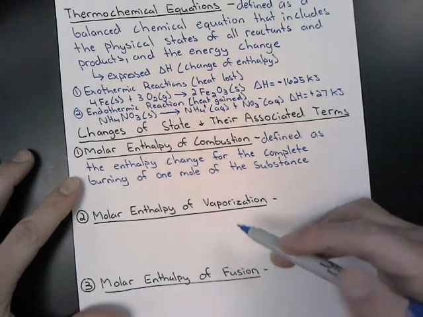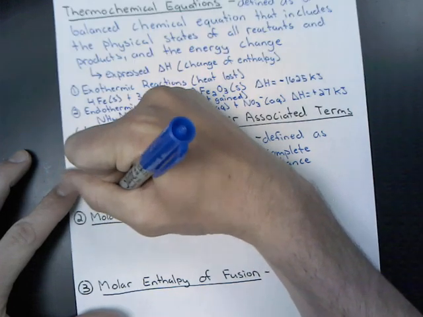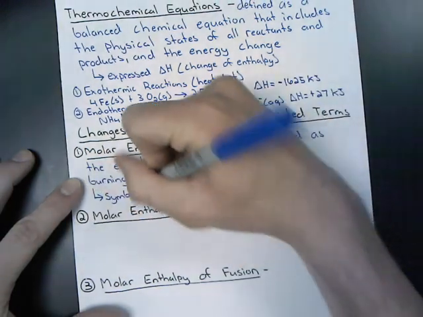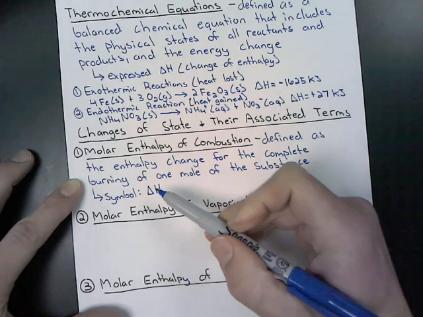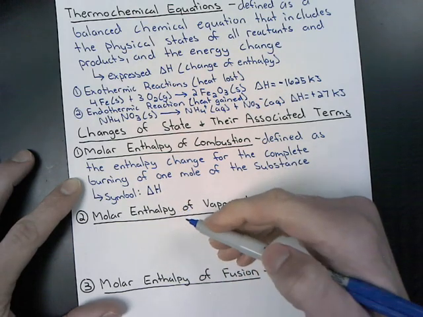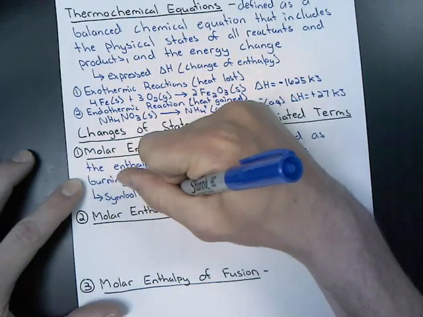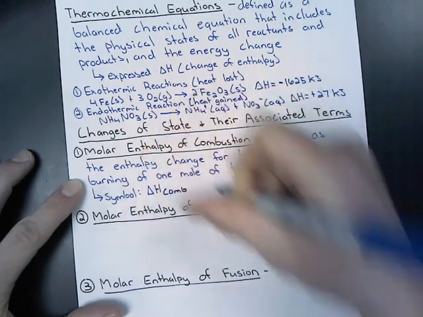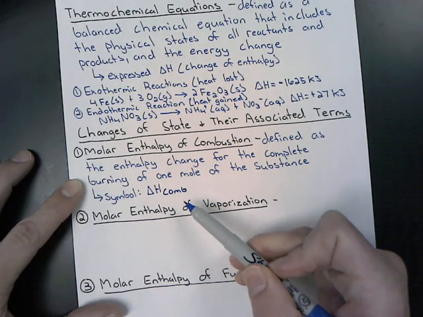Now, for the molar enthalpy of combustion, the symbol for it is delta H for change of enthalpy of combustion. So how we abbreviate combustion, right below that delta H, we write COMB, C-O-M-B, for combustion.